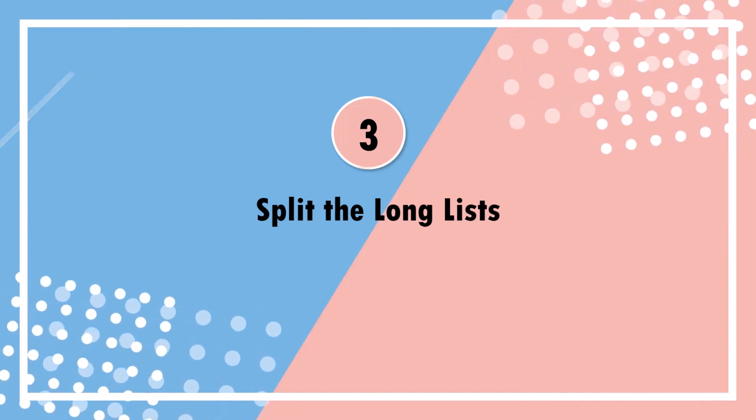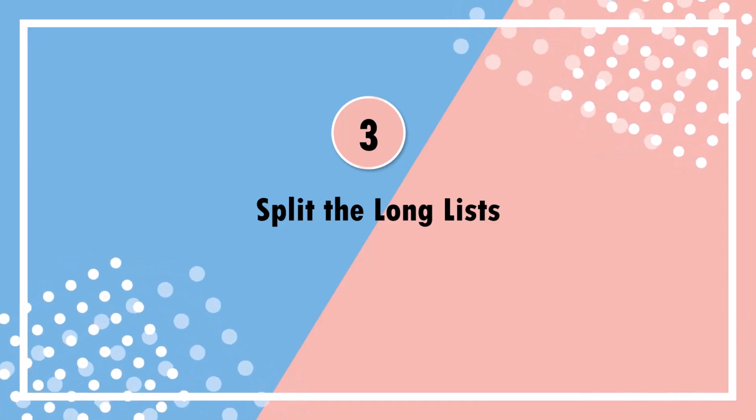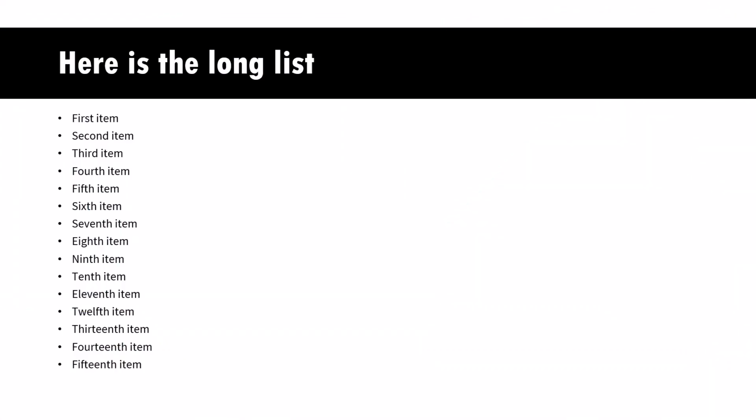The idea is to split the long list into multiple columns. Let me show you what I mean. This is the slide that we just saw. There are 15 different items listed one after another, and this is quite common, especially in technical presentations.